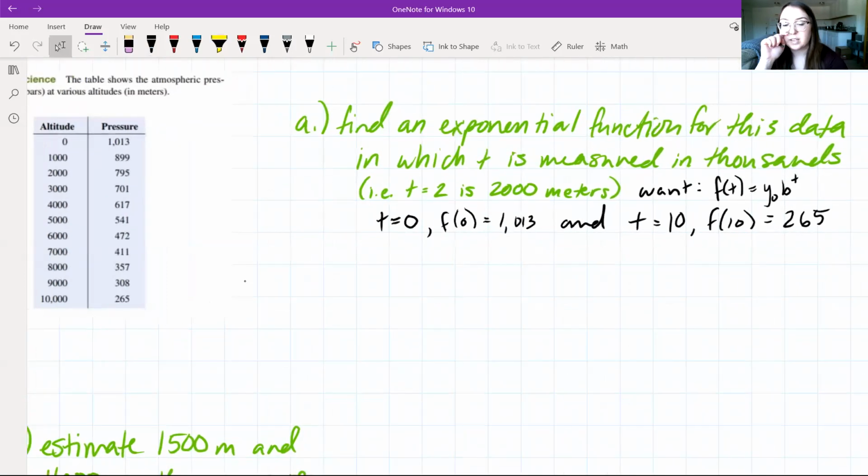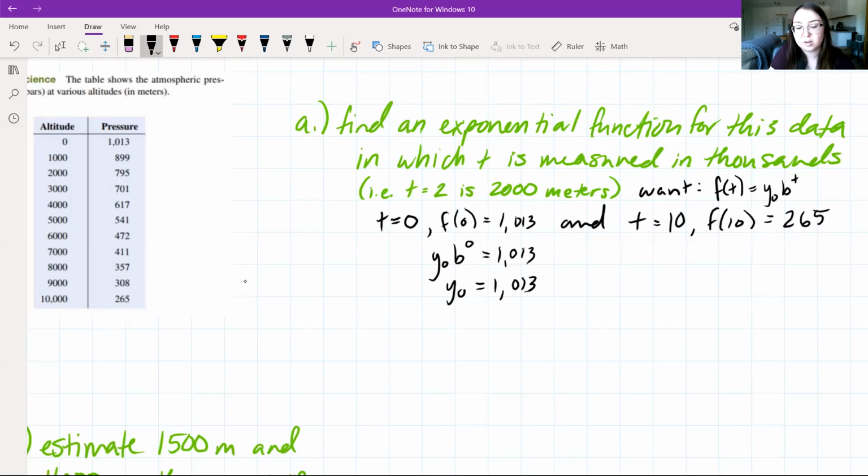All right, so since we found f of 0, we know that our f of 0 equals 1,013. That's the same thing as saying y naught times b to the 0 power is 1,013. B to the 0 power, we know, is just going to be 1. So we get that our y naught is 1,013. So now we have f of t is equal to 1,013 times b to the t power.